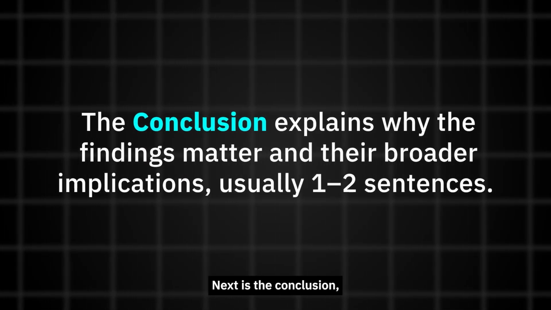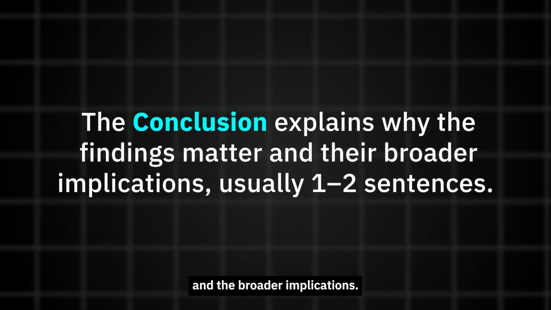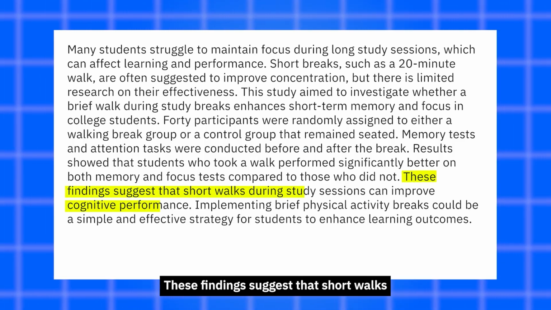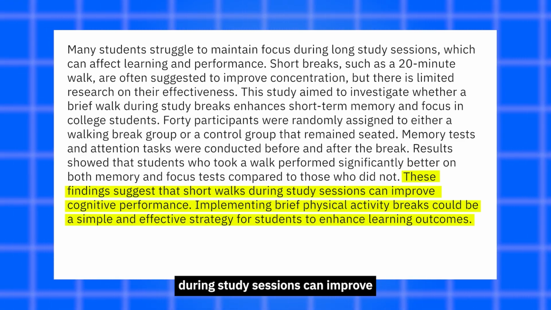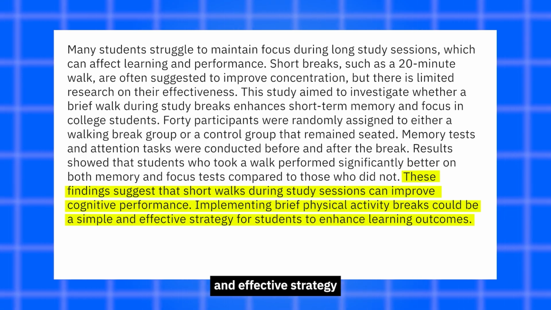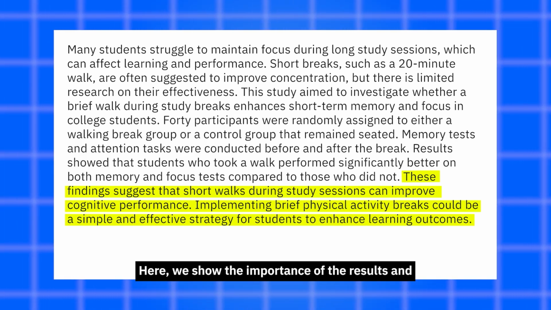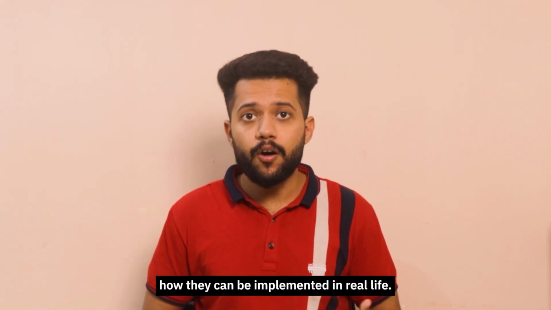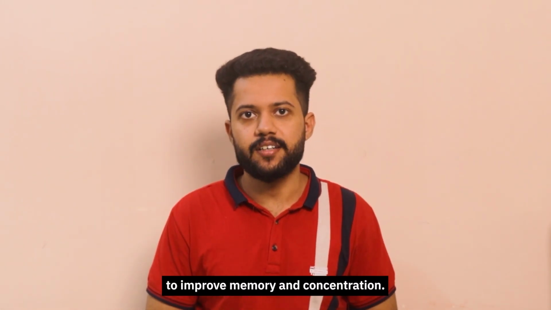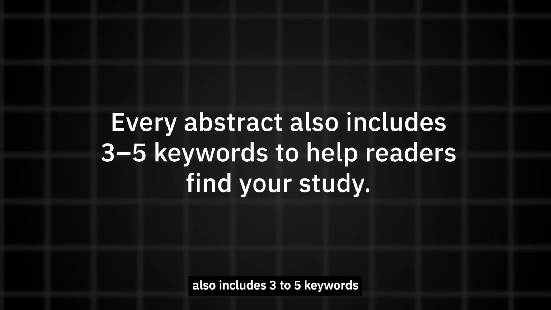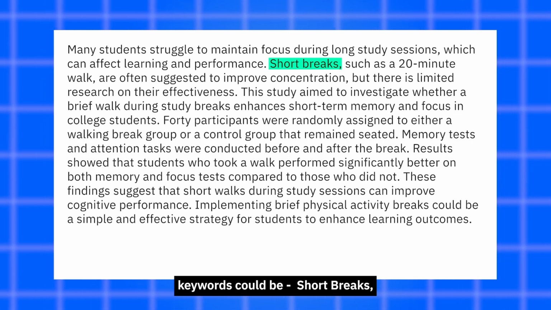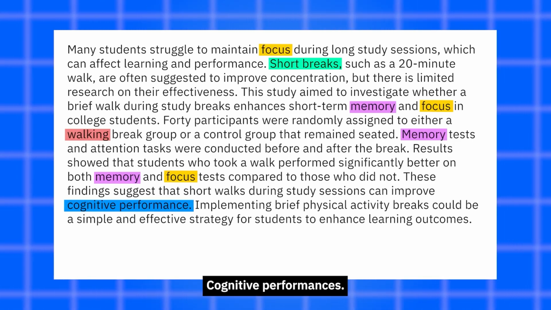Next is the conclusion, which explains why the study matters and the broader implications. This is again 1 to 2 sentences long. Like from our abstract, these findings suggest that short walks during study sessions can improve cognitive performance. Implementing brief physical activity breaks could be a simple and effective strategy for students to enhance learning outcomes. Here, we show the importance of the results and how they can be implemented in real life. Students can use short walks to improve memory and concentration. Finally, every abstract also includes 3 to 5 keywords that help the readers to find your study. For our example, keywords could be short breaks, walking, memory, focus, cognitive performance.